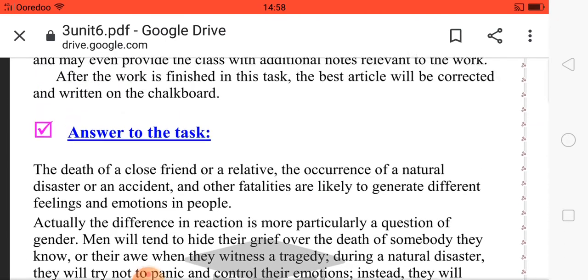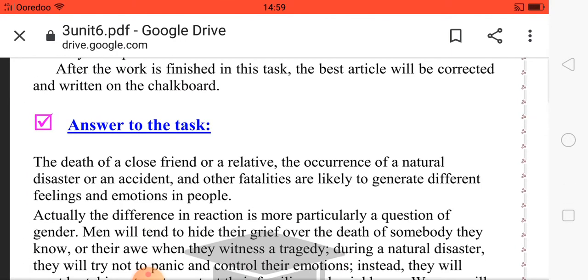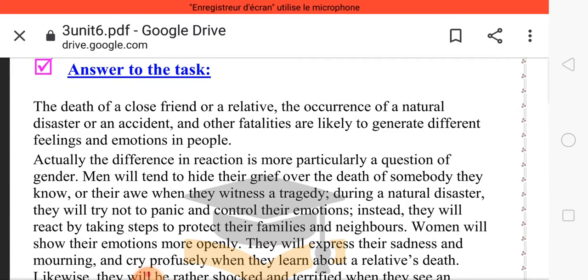Okay, now I'm going to repeat the task. We have to write a short newspaper article describing the feelings and emotions. The feelings and emotions of whom? Expected from Algerian women and men, in various situations. So let's start. Answer to the task.